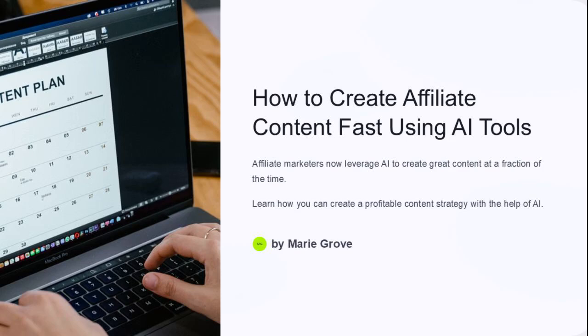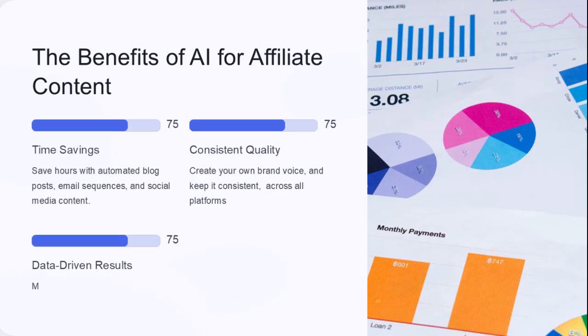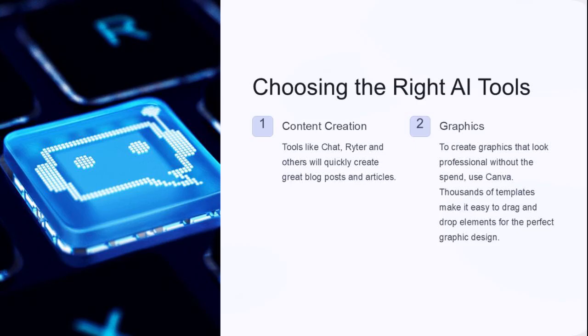How to create content fast with AI. Using AI to help with content creation ensures more content, more quickly. Use AI to write articles, create video scripts, Pinterest pin descriptions and hashtags, as well as brainstorm ideas and create a content strategy. Selecting the right AI tools is crucial for effective content creation and graphics.